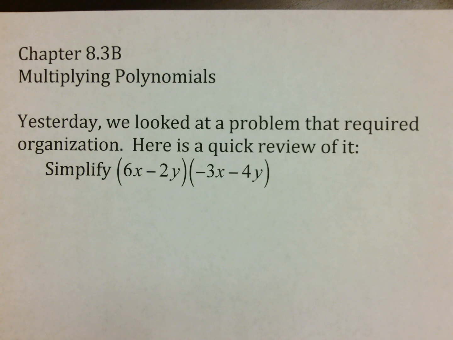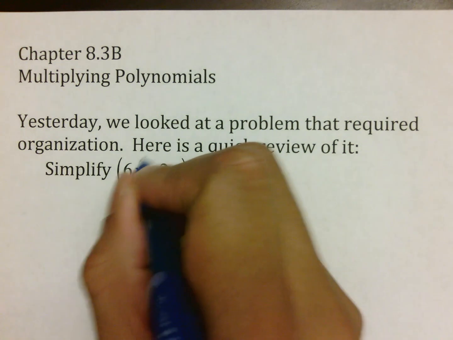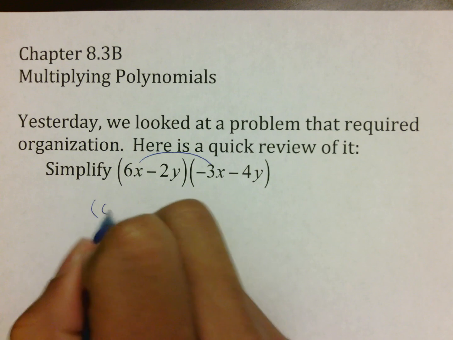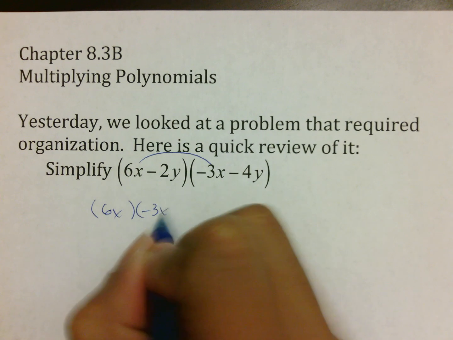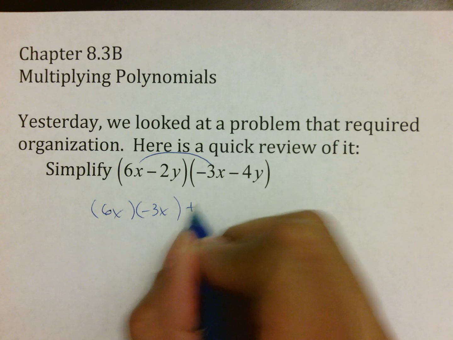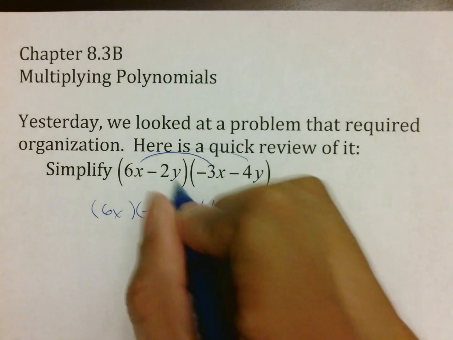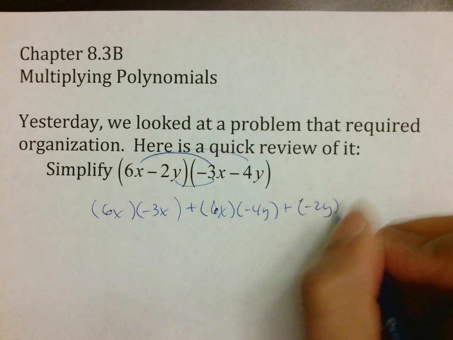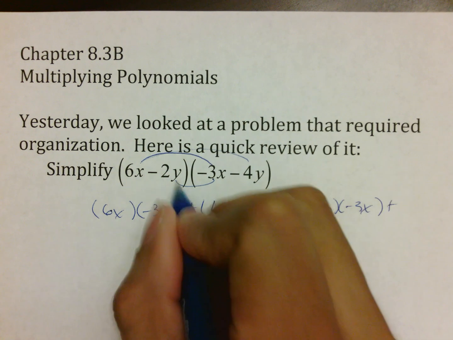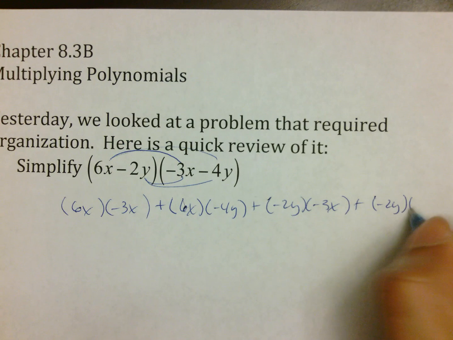Today's lesson is very brief, but it is important. It's only brief because I don't really need a lot of time to go over it, mainly because yesterday you saw everything you needed to do in terms of today's work. Again, everything from yesterday came down to organization. I did try to stress that you made sure you knew how to show the meetings to where 6x meets negative 3x and 6x meets negative 4y and negative 2y meets negative 3x and negative 2y meets negative 4y.